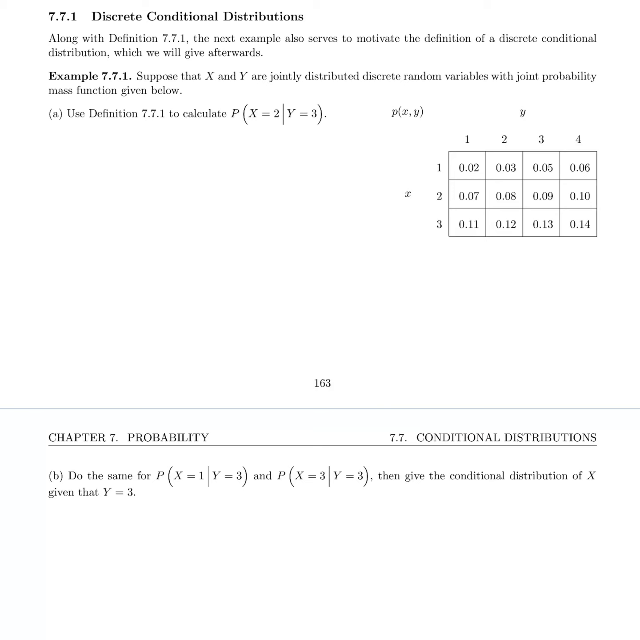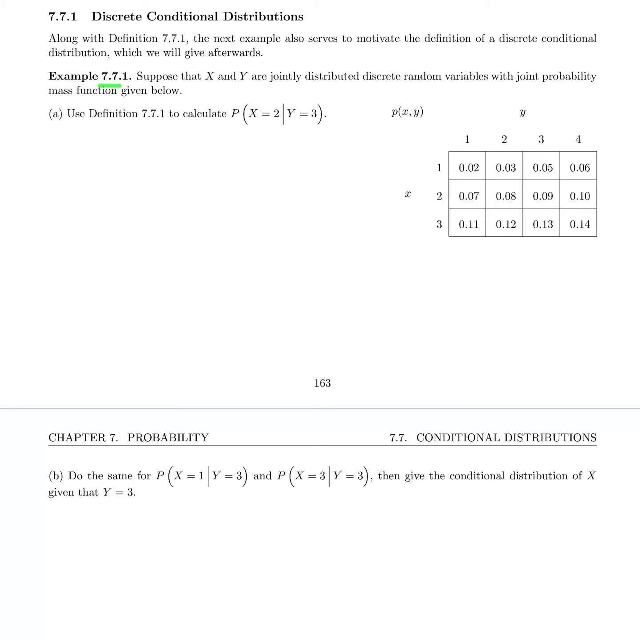Welcome back. We're starting 7.7.1 on discrete conditional distributions. Along with definition 7.7.1 that we saw in the previous video, the next example is going to serve to motivate the definition of a discrete conditional distribution, which we'll give afterwards.